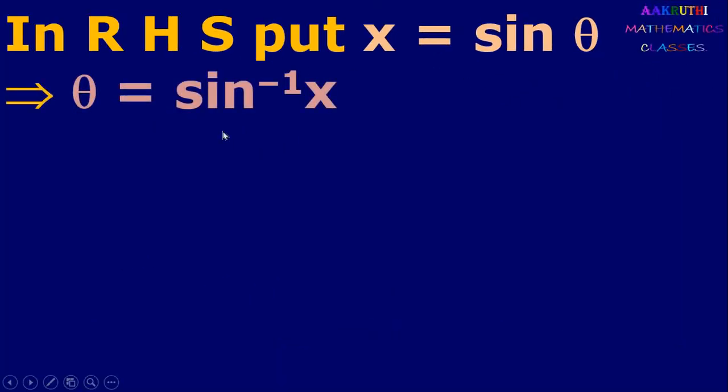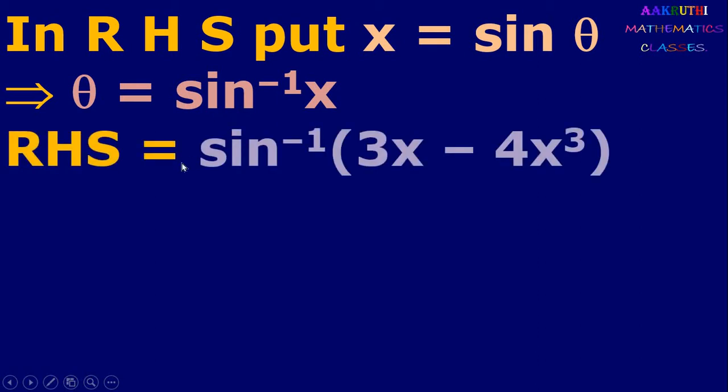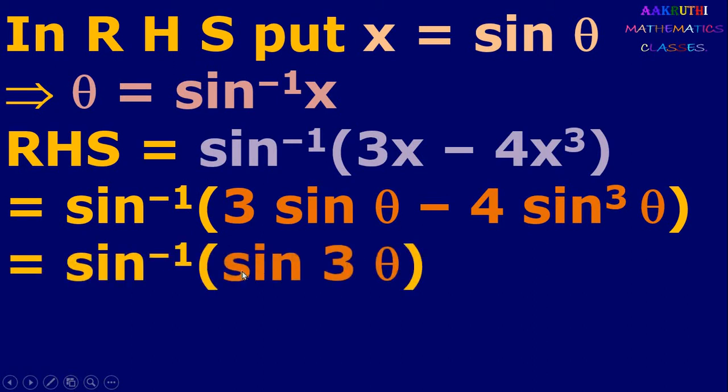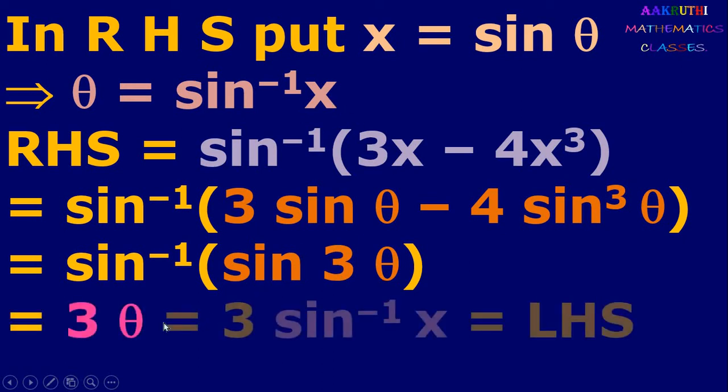Therefore, theta equal to sine inverse x. Now here RHS is sine inverse of (3x minus 4x cube). Substitute x equal to sine theta. We get sine inverse of (3 sine theta minus 4 sine cube theta). 3 sine theta minus 4 sine cube theta is sine 3 theta. So it is sine inverse sine 3 theta. Sine inverse sine cancel, remaining is 3 theta. Substitute theta value, it is 3 sine inverse x.